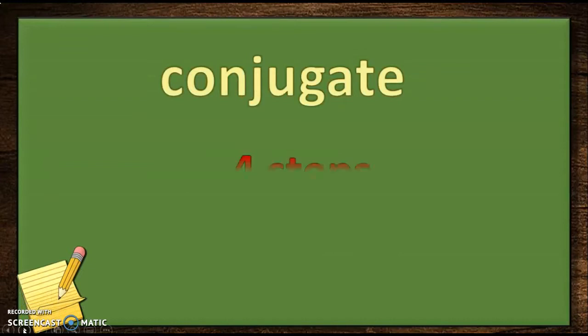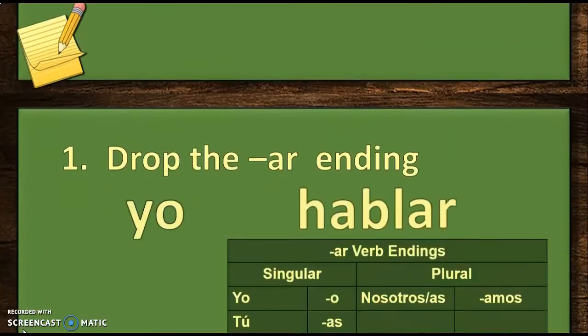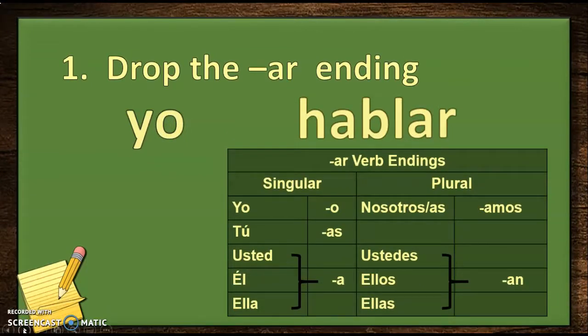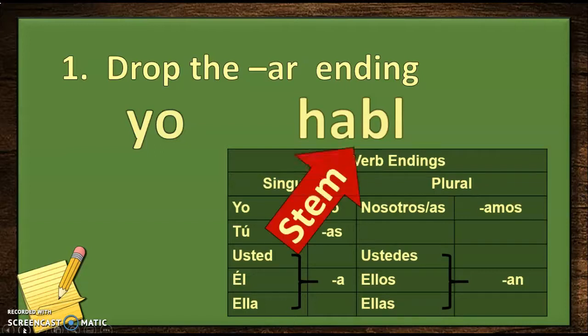So we're going to break it down into 4 steps. When you understand this, you won't need to go through every step to get to your final answer, but in order to simplify it today, let's break it down into 4 steps. The first thing you're going to do is look at your infinitive form and drop the AR ending. And I hope you're taking notes as we're going through this, because you'll be glad you did. So drop the AR ending, and then what you're left with is the stem.